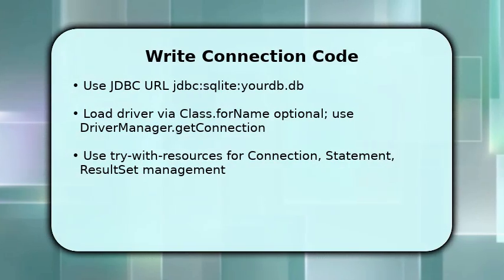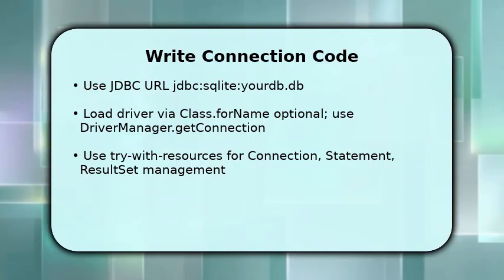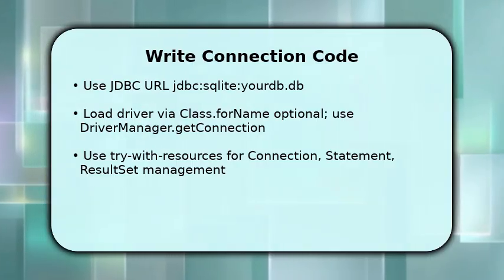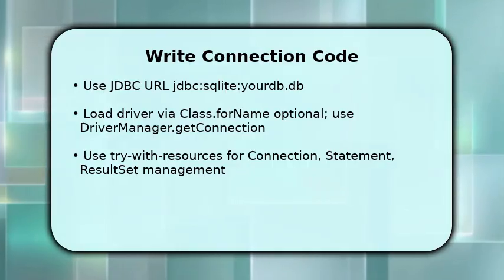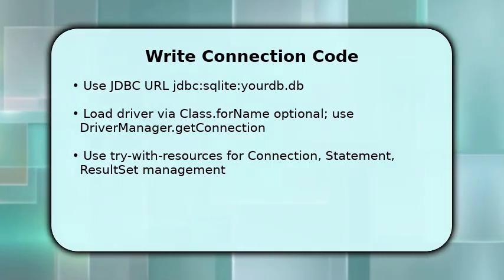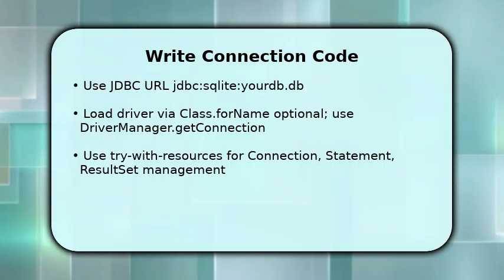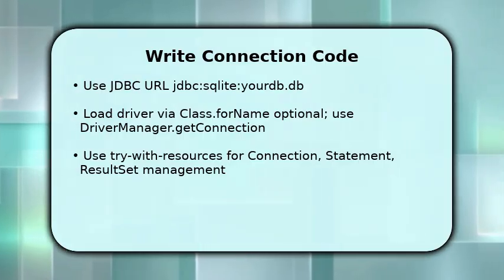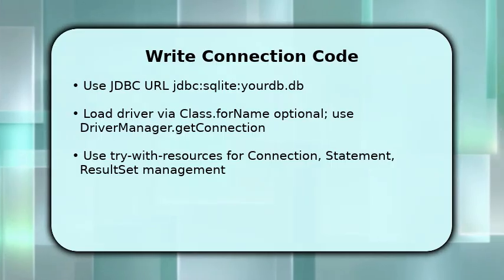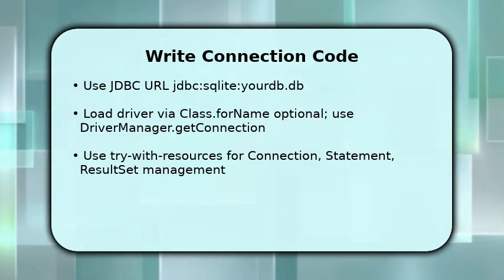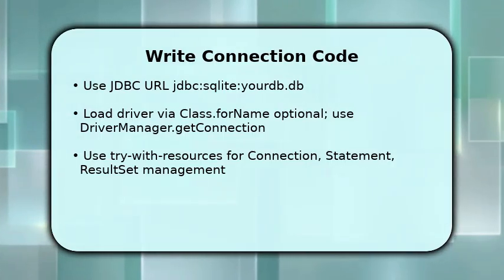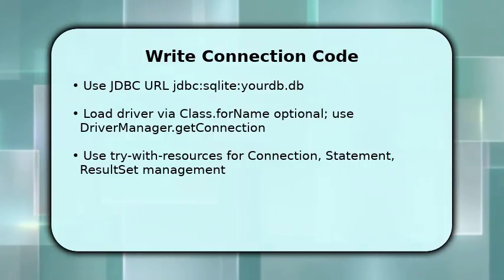You will write the core connection logic now, and this is where correctness matters. Use the JDBC URL jdbc:sqlite:yourdb.db, pointing to your database file. Relative paths are fine for quick tests. You can optionally call Class.forName("org.sqlite.JDBC"), but DriverManager.getConnection does the heavy lifting.